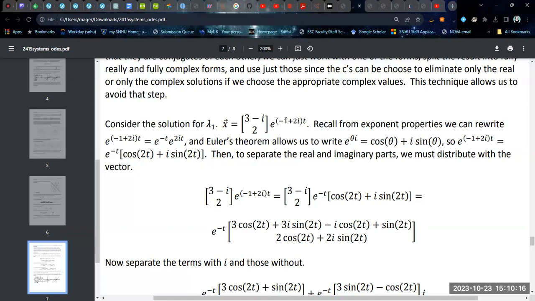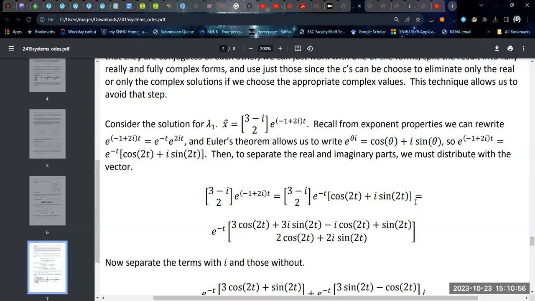So first, we're going to apply exponential rules to separate out our exponential piece into a real part and a complex part. The e to the negative t is just going to be out there. So we're going to come back to that later. The complex part, though, we're going to rewrite using Euler's formula. And so that theta is going to be our 2i. And again, remember the theta will actually be 2t because the i is out here. So what we end up with is the e to the 2it becomes cosine 2t and i sine 2t.